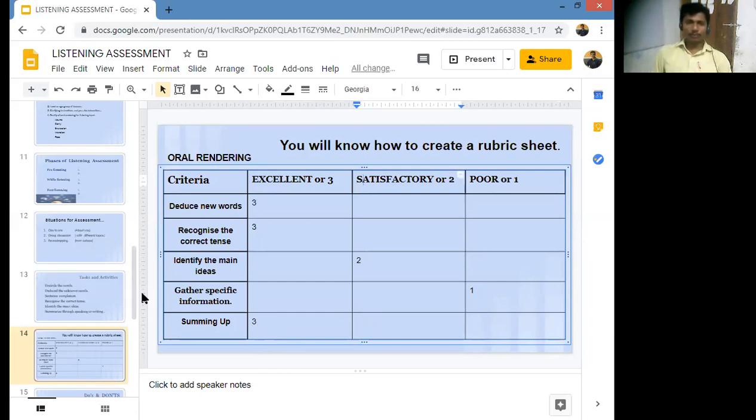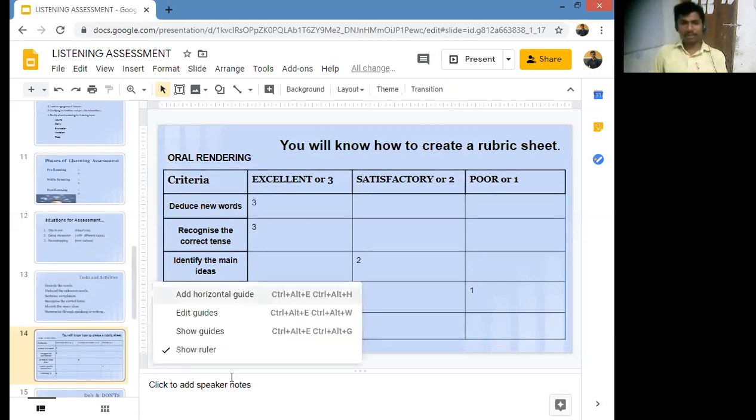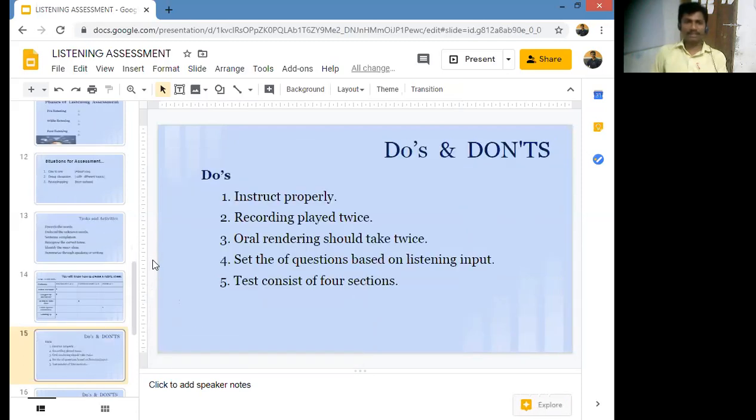So once more I would like to have the next one, that is do's and don'ts. What should we do and what should we not do? In the do's, the first point is to instruct our learners properly. It would be part of the pre-listening session. Recording played twice would be in the while-listening session. If it is oral rendering, it must also be twice, as per the ability of learners.